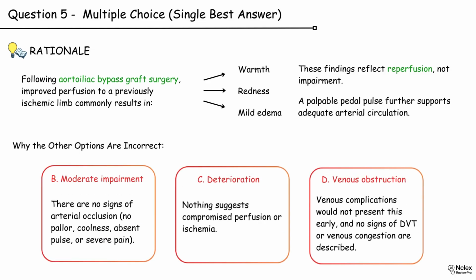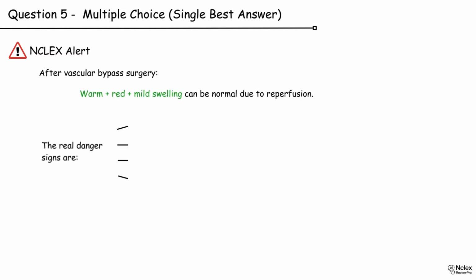Now, let's look briefly at why the other options are incorrect. Option B suggests moderate impairment, but there are no signs of arterial compromise. Option C implies deterioration, but these findings reflect improved circulation, not worsening. Option D mentions venous obstruction, but that would not typically present 4 hours postoperatively without additional signs such as severe swelling, cyanosis, or pain.